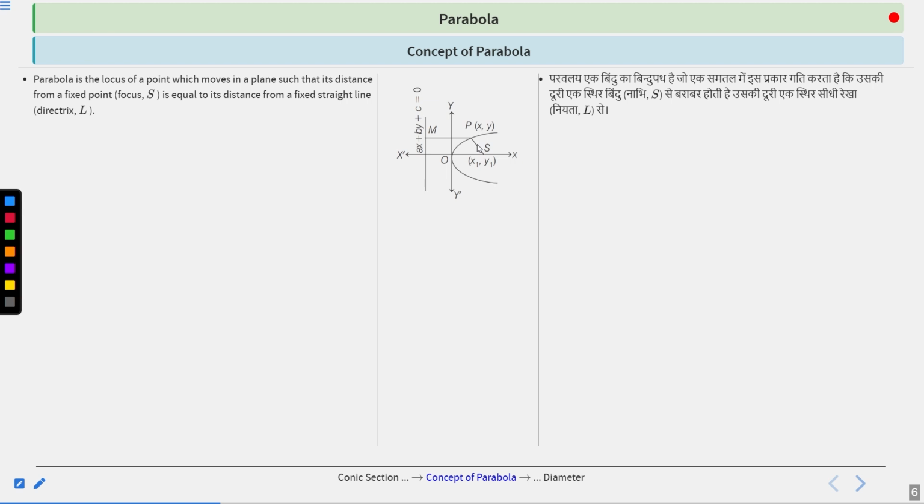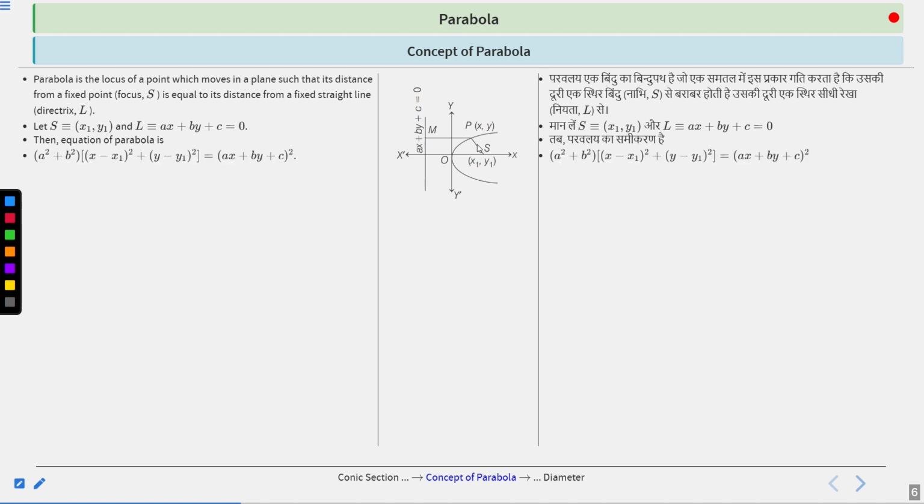Got it? Let the coordinates of S be x1, y1, and the line L be ax plus by plus c equal to 0. Then the equation of parabola is (a square plus b square) into (x minus x1) whole square plus (y minus y1) whole square is equal to (ax plus by plus c) whole square, right? So it is the equation of parabola, right?